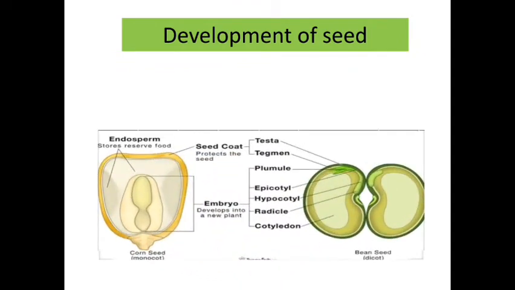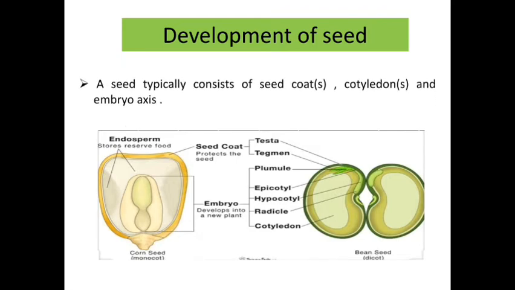Next, here is the diagram. Look at the diagram. A seed typically consists of seed coat, then cotyledon and embryo axis. Here one diagram is of a monocot, that is corn seed, and another is of a dicot, that is bean seed. Bean seed is an example of dicot, whereas corn seed is an example of monocot. So in both diagrams you can see the seed coat. Have you seen the seed coat?